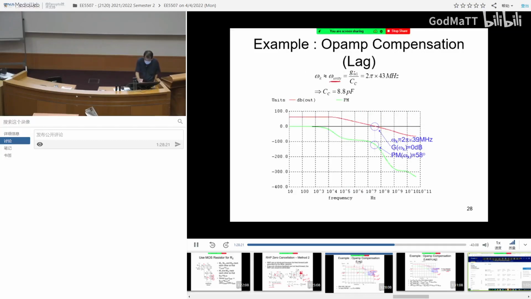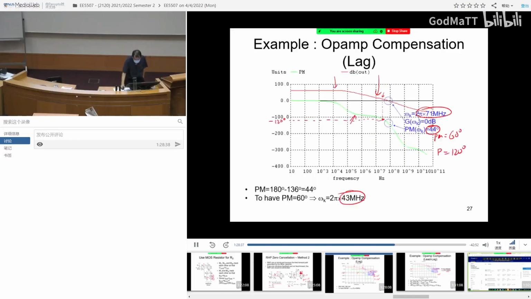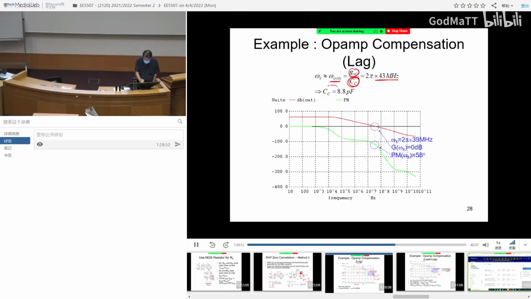The unity gain frequency is given by GM1 over CC. GM1 we already know from the small signal parameter. This is going to tell you the new CC, and the frequency we are obtaining from the simulation. The original simulation has the unity gain frequency at 71 meg, but the phase margin is only 44. So we identify 120 degree, find the new frequency, and make that frequency our unity gain frequency. That turns out CC has to be 8.8 picofarad.